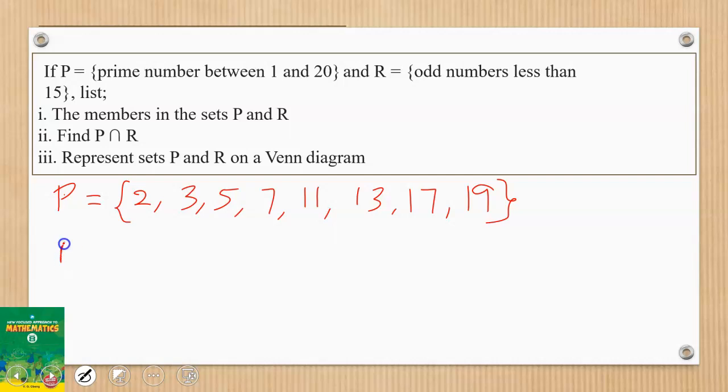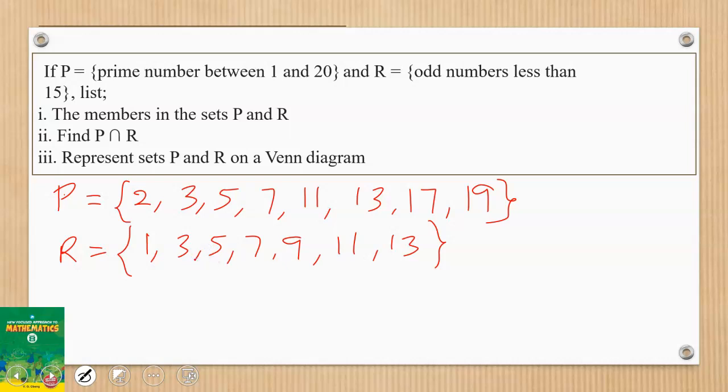Then talking about R, it says odd numbers less than 15. We have 1, 3, 5, 7, 9, 11, 13, 15. No, less than 15, so that means 15 wouldn't be part of it. So 15 is out. Then we bring our curly bracket.